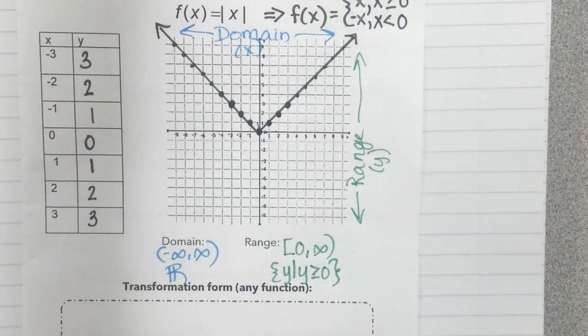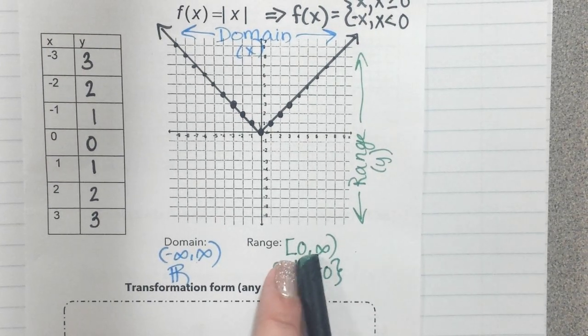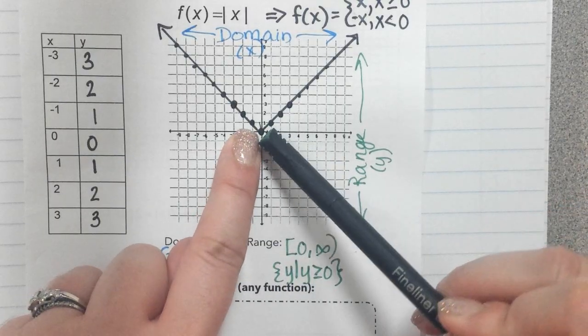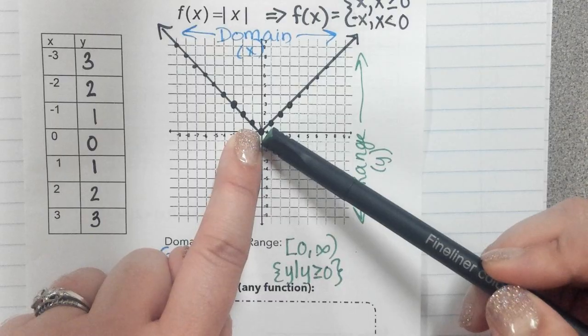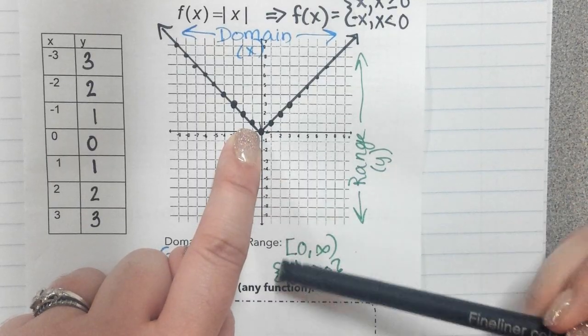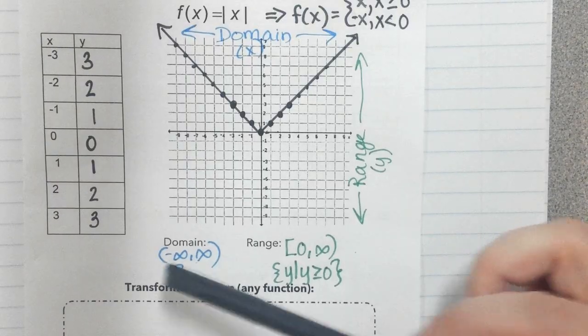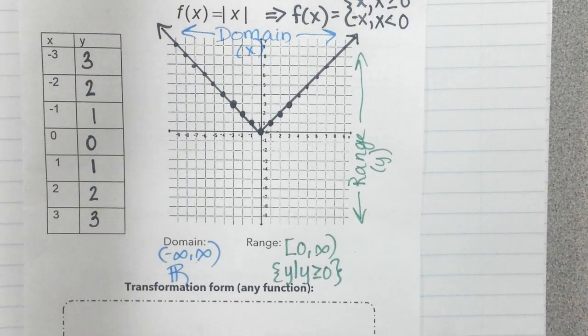Why is that a bracket? This is interval notation, and it's a bracket because brackets are inclusive. So I do reach the point 0. I do have a y value of 0. A bracket is inclusive, a parentheses is non-inclusive. You could never reach infinity. That's why infinities always get parentheses.